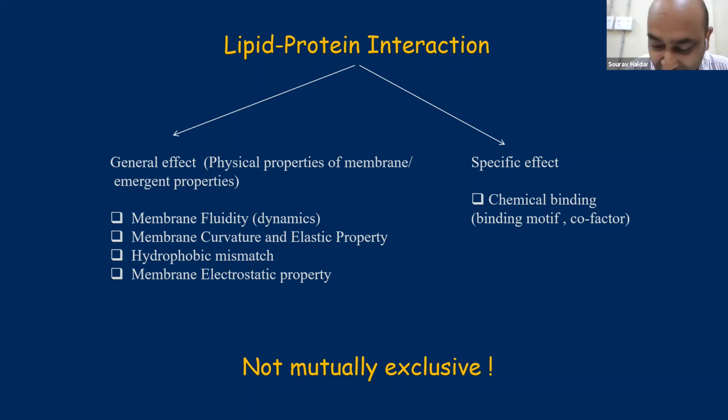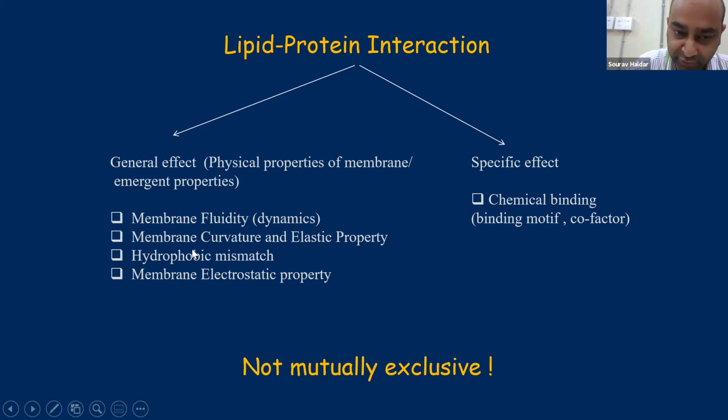For example, cholesterol is required for serotonin 1 receptor, and it has been very recently found that there exists a binding motif called the CRAC domain where cholesterol molecule can go and specifically bind. And this binding is necessary for the functioning of the serotonin 1 receptor. Sometimes for many other proteins, these changes are also allosteric. So that means lipid binding brings about a global change in the protein structure, and that is required for the function. So these come under the specific effect.